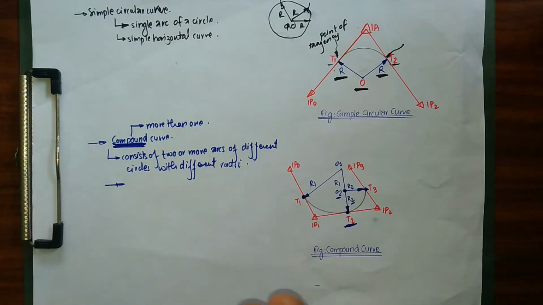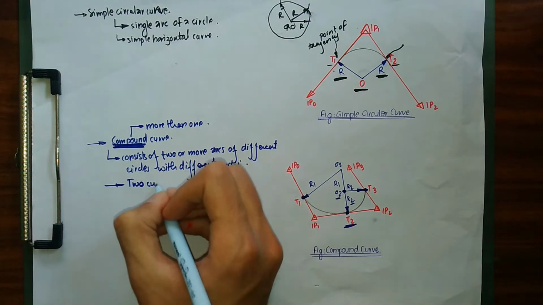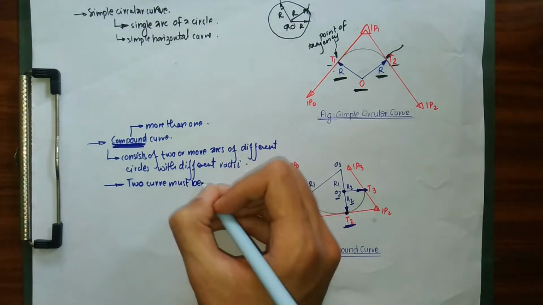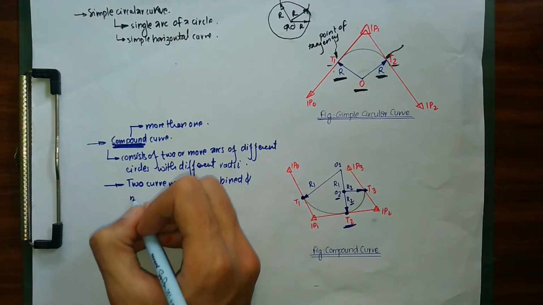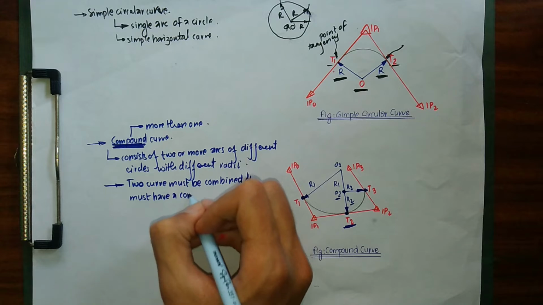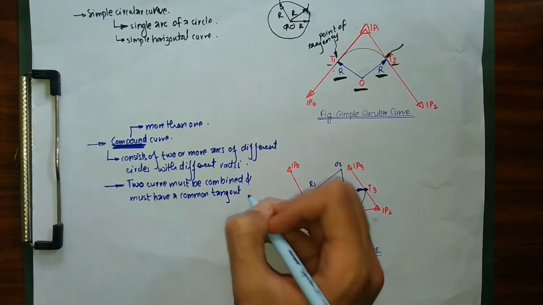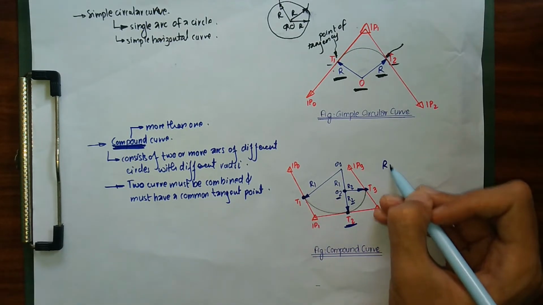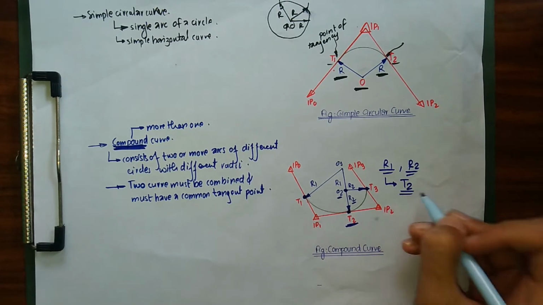So in order to have a compound curve, two curves must be combined, and both of these curves must have a common tangent point. As you can see here in the figure, we have one curve of radius r1 and another curve of radius r2, and both of these have a common tangent point at T2.